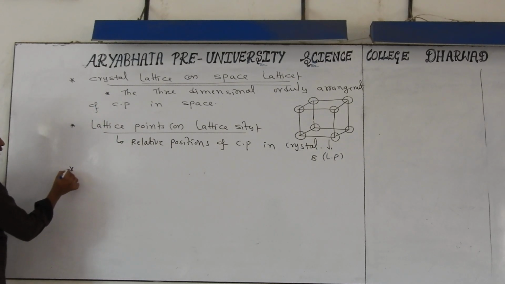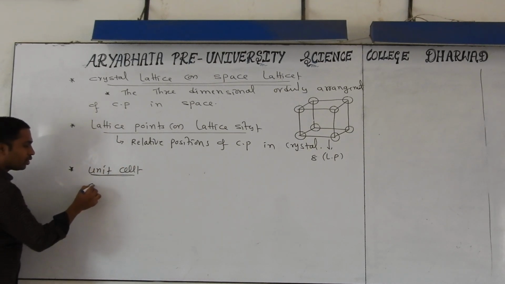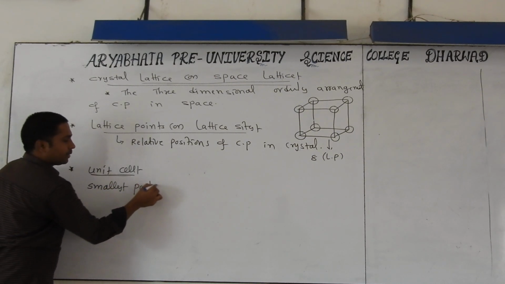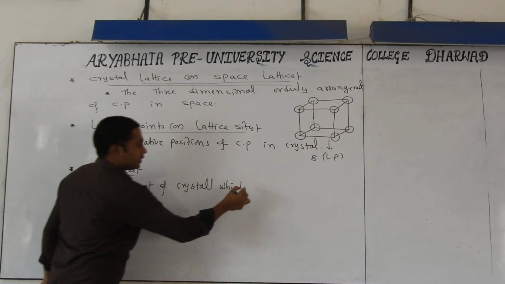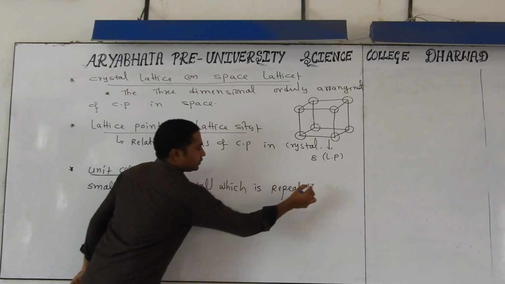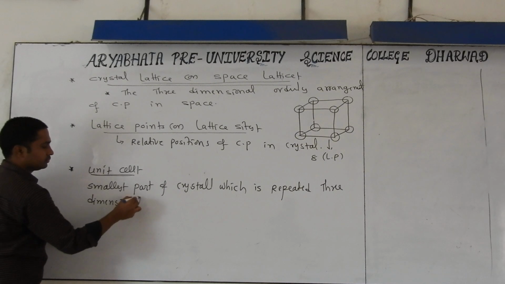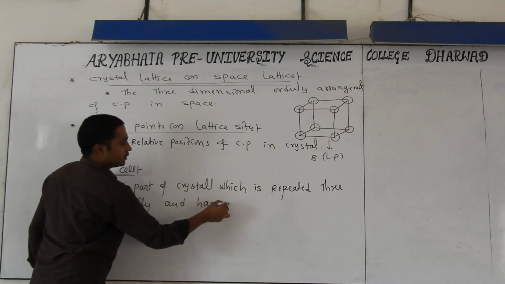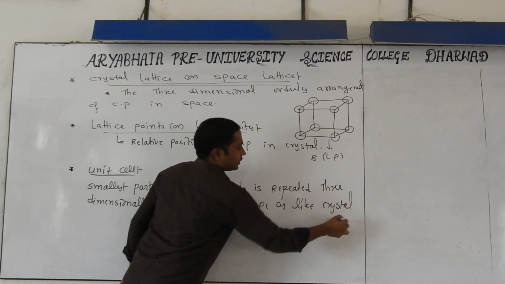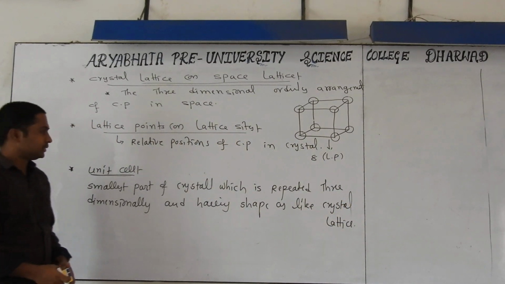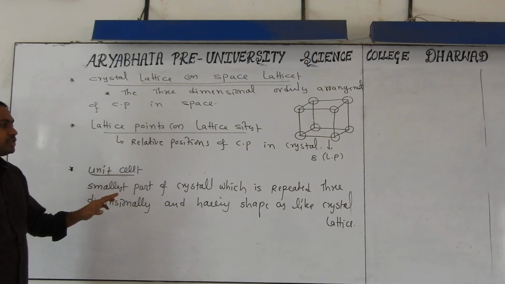Now we will see one more definition, the unit cell. Yes, very important. What is the meaning of unit cell? A unit cell is the smallest part of the crystal which is repeated three-dimensionally and has the same shape as the crystal lattice. Look once carefully. So what is that? The smallest part of the crystal which is repeated three-dimensionally and has the same shape as the crystal lattice.